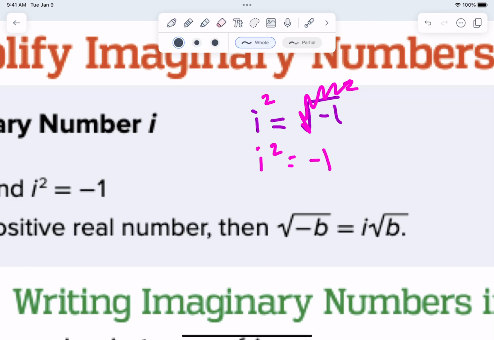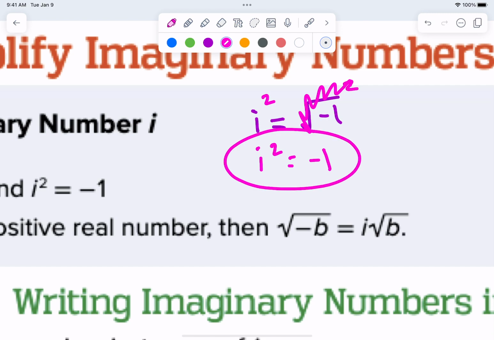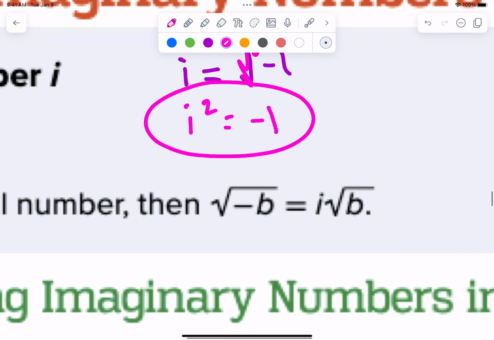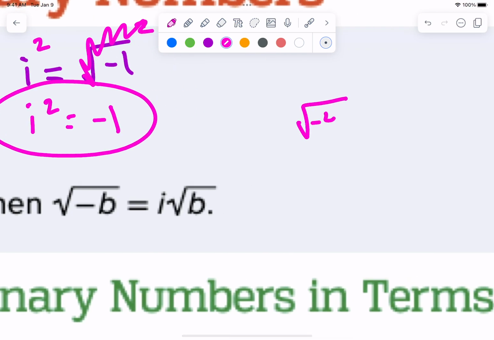So if I have big multiples of i, like i to the 7th power or i to the 151st power, I can reduce that down knowing that i squared is equivalent to negative 1. Got it? And we'll do some of those here in a second. Here, they just said if you have the square root of negative b, it's i times the square root of b. So the square root of negative 4 would be i times the square root of 4, which is 2i, because the square root of 4 is 2. I times 2 or 2i. Does that make sense?